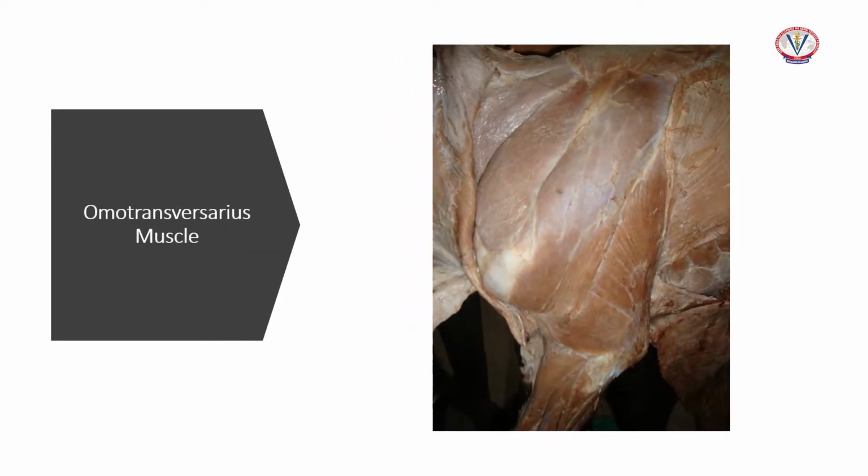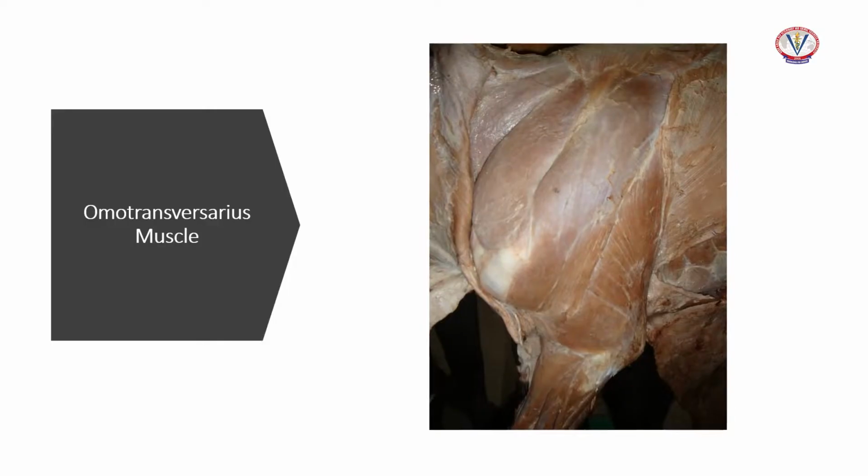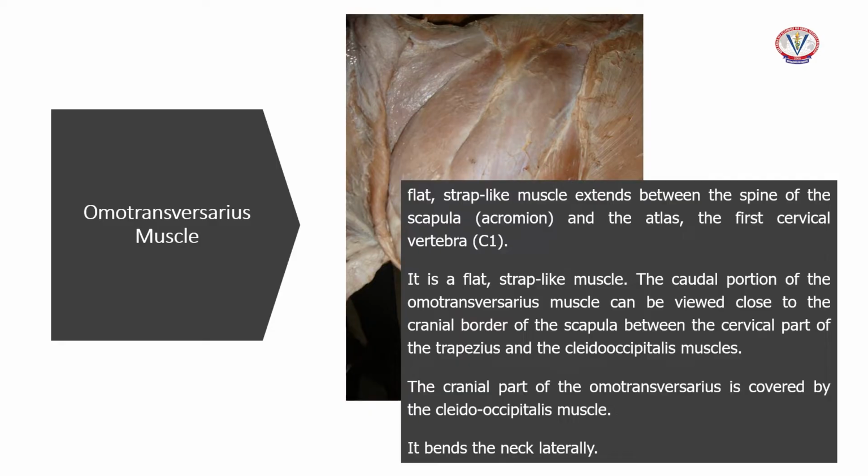The omotransversarius muscle is a flat strap-like muscle that extends between the spine of the scapula and the atlas, the first cervical vertebra. The caudal portion of this muscle is viewed close to the cranial border of the scapula between the cervical part of the trapezius and the cleido-occipitalis muscles. The cranial part of the omotransversarius is covered by the cleido-occipitalis muscle. It bends the neck laterally.